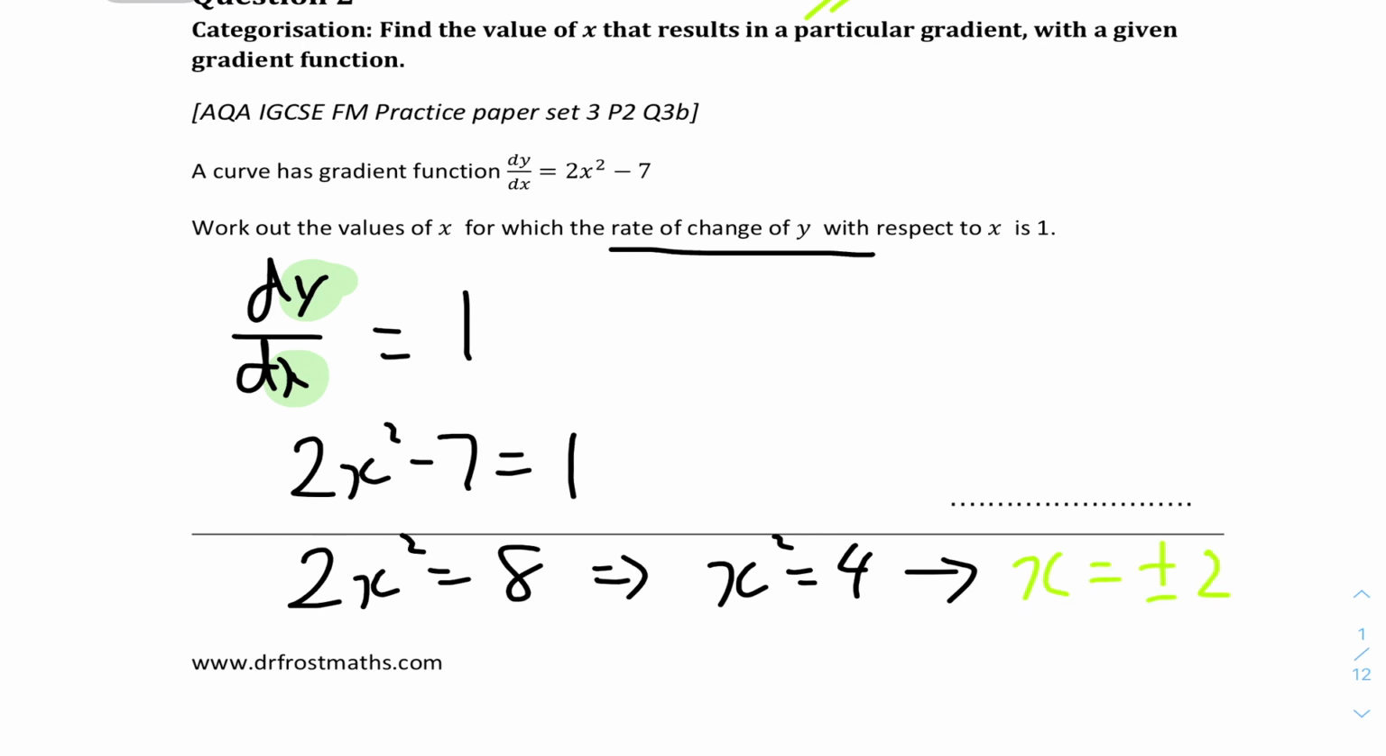Because you get two answers: if you square minus 2, you get 4, and if you square 2, you get 4 as well. So the value of x could be x equals plus or minus 2, like so.